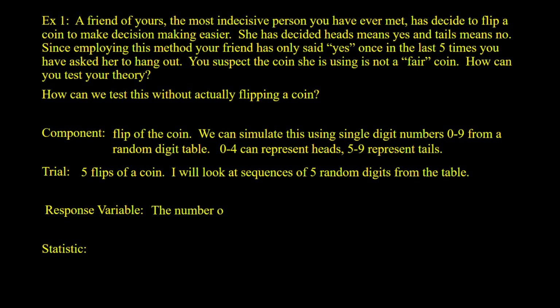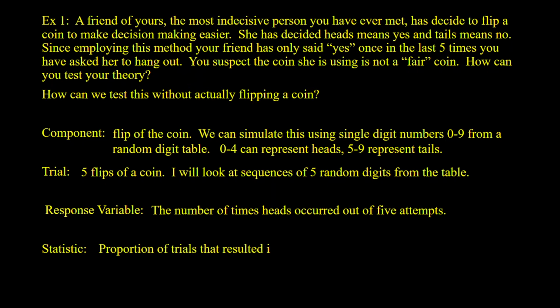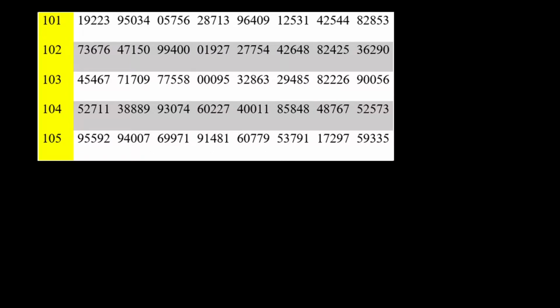The response variable is the number of times heads occurred out of 5 attempts. Our statistic is the proportion of trials that resulted in flipping heads only once. So how are we going to run this? We'll look at a random digit table. I have an example here.